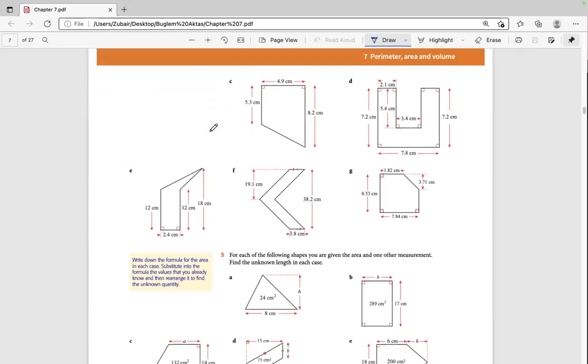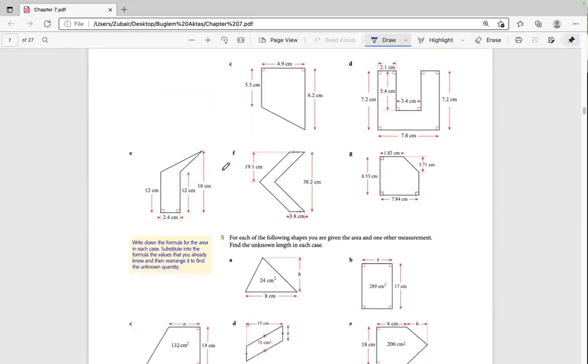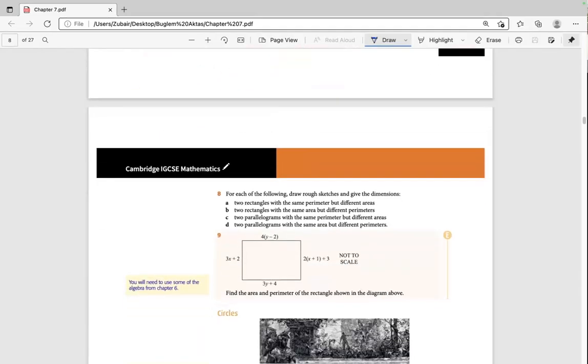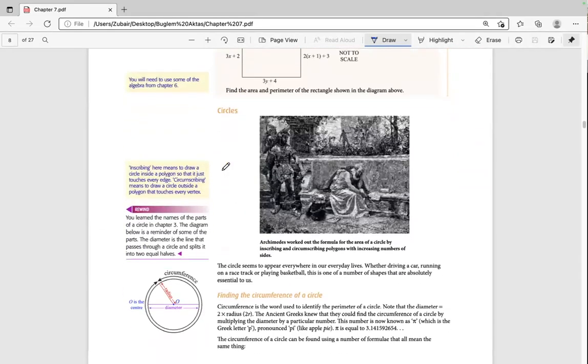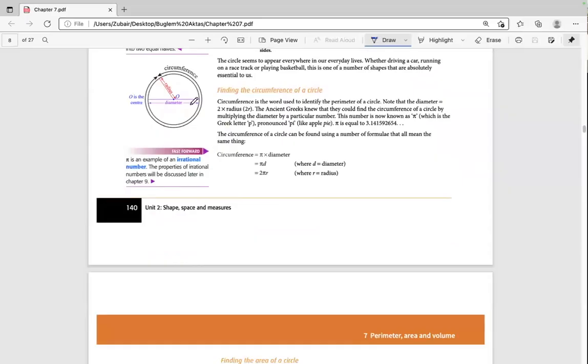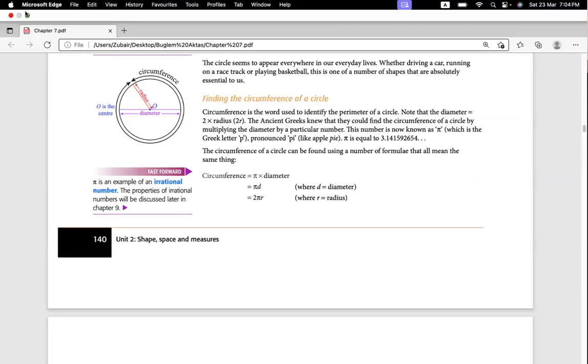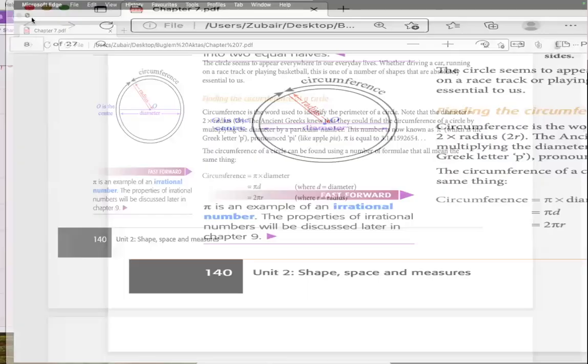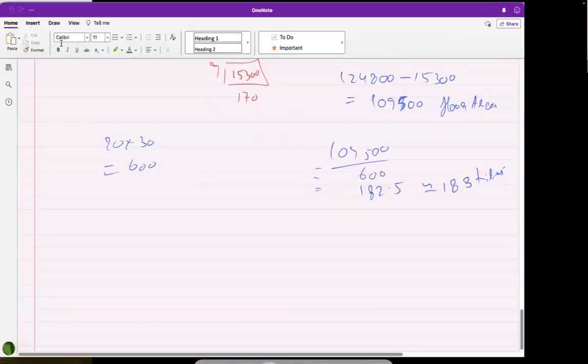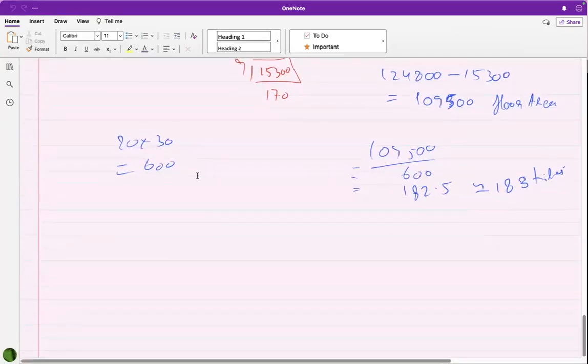Have you been through these questions? Yes. Okay. New shape, circle, finding the circumference, areas and all. Let us discuss these formulas first, and then we'll come back to the exercise.